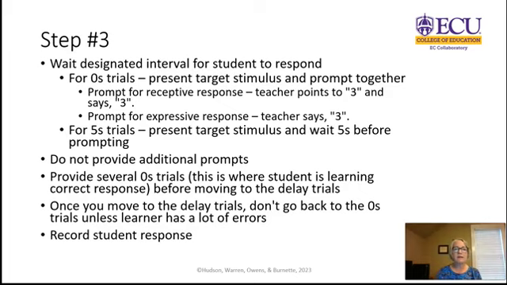It's important to remember that you don't provide additional prompts and that you deliver several 0-second delay trials before moving to the delay trials. The 0-second delay trials are where students are learning the correct response. Then once you move to the delay trials, don't go back to the 0-second delay trials unless the learner has a lot of errors. And always record student responses as you go.